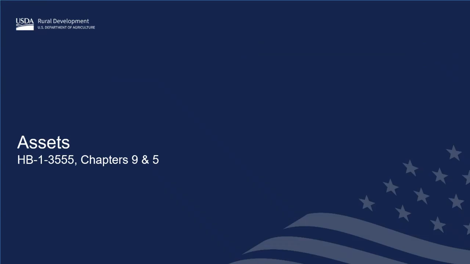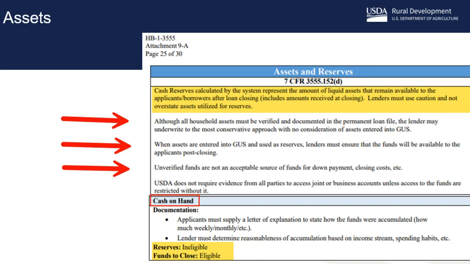Okay, that concluded the verification requirements. The next topic we'll be discussing is assets. Assets are covered in chapters 9 and 5. All assets must always be verified and documented. However, you may underwrite in a conservative manner and not consider the assets in GUS. If you are entering assets in GUS and using them as reserves, then you must ensure that the funds will be available after closing. Unverified funds cannot be considered a valid source of funds.